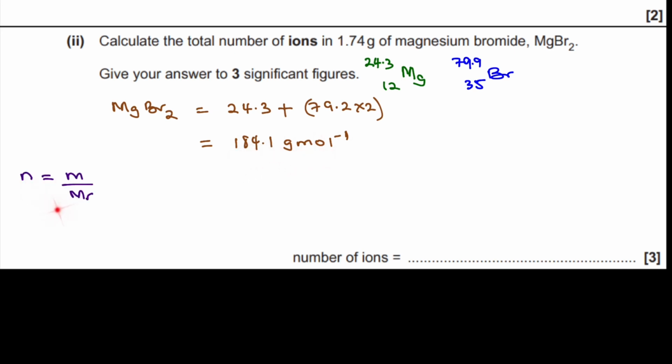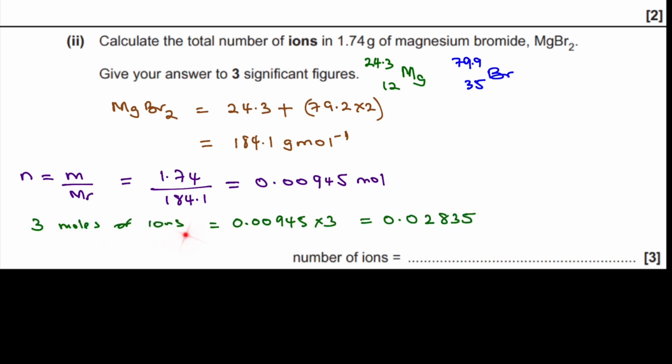Also, we need to work out the number of moles in these 1.74 grams. Moles is mass over relative molecular mass, and we put 1.74 over 184.1, and that gives 0.0945 mole. How many ions are there? We have 3 moles of ions because we have 1 magnesium and 2 bromine. So that's 3 moles of ions. So we need to multiply that by 3 to give us the number of moles of ions.